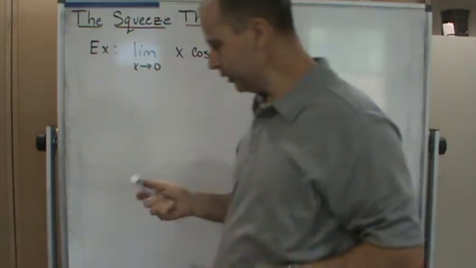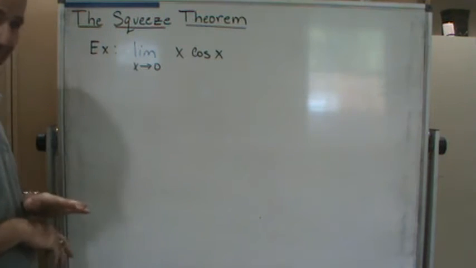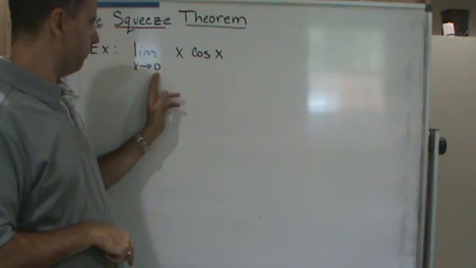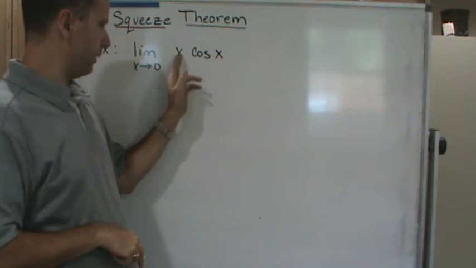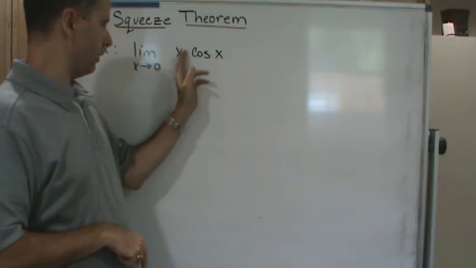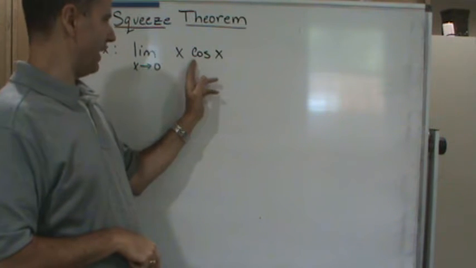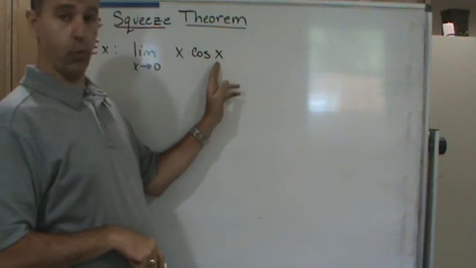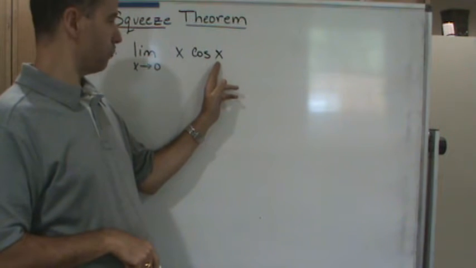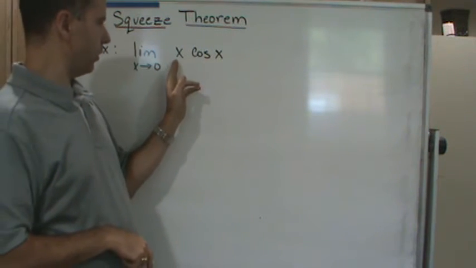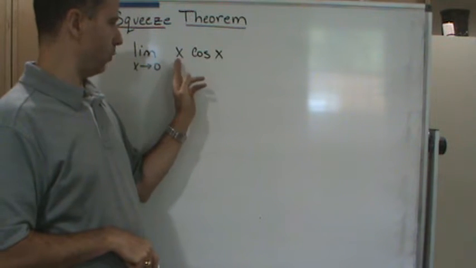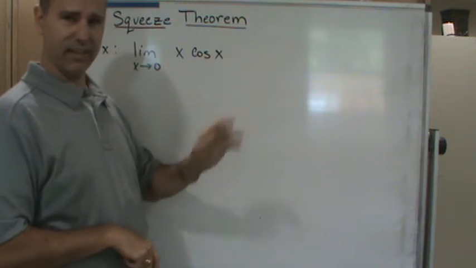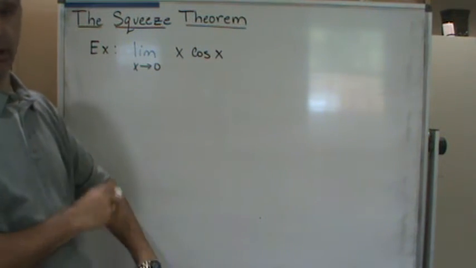Okay, so now if we look at this and investigate and think about this, as x is approaching 0, this is a product, right? This is approaching 0. What is cosine of x approaching when x approaches 0? It's approaching 1. So this is going towards 0 times 1, which would tell me that the limit of this thing is probably 0.